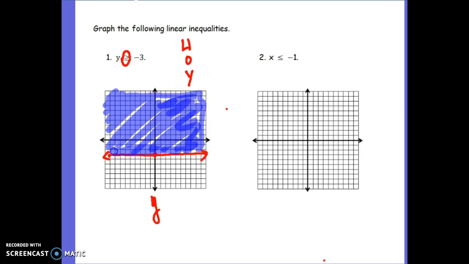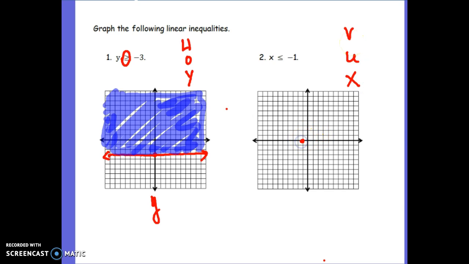Okay. All right, looking at number 2. Number 2, we've got x is less than or equal to negative 1. So then we're going to think of x here. So it's going to be a vertical line. And x is less than or equal to negative 1.